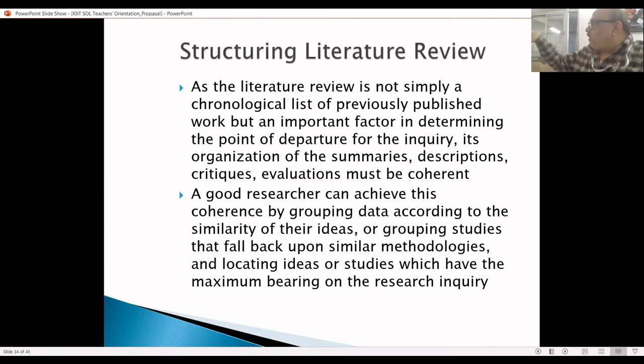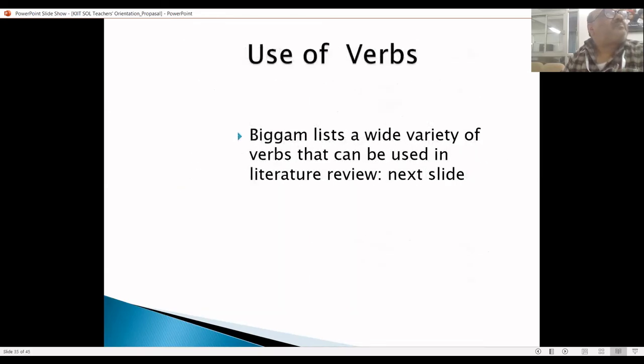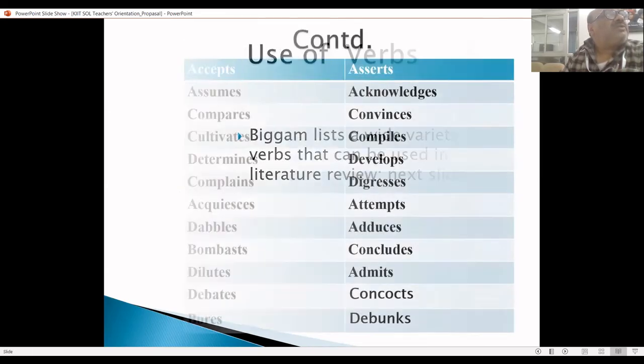So it is always better to do it from a thematic perspective. What do I mean by thematic perspective? Thematic perspective means from the perspective of the focus statement. From the perspective of our focus statement, if we do that, then it has maximum bearing on the research inquiry. This is also very important.